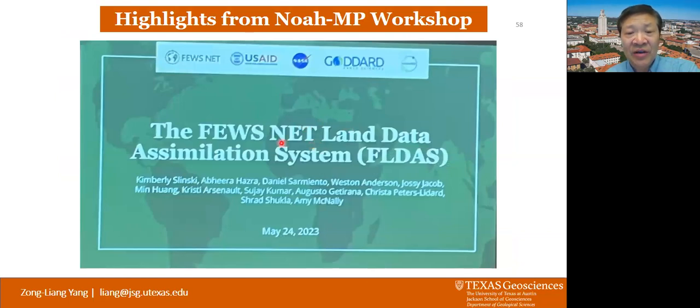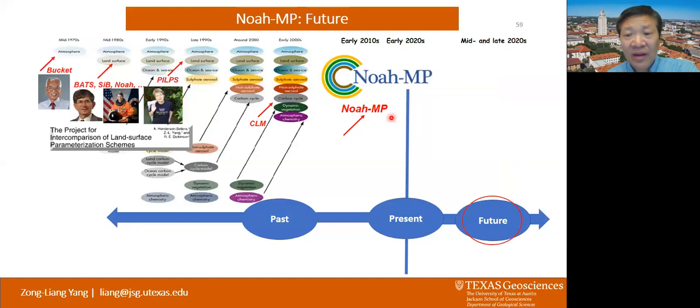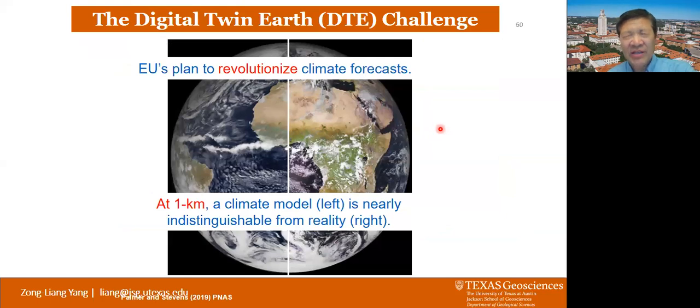This system is funded by USAID, and they're trying to monitor droughts in Africa and provide important weather and natural disaster information for people and decision makers in Africa. So with that, I'll move on to the future of NoIP. I will have a few slides before I stop.